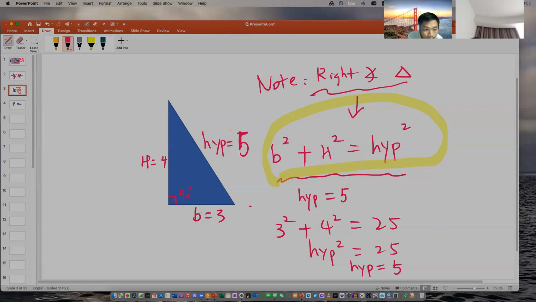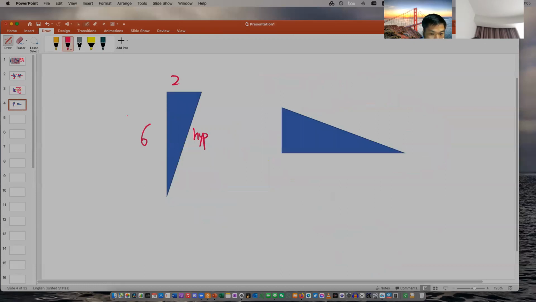So this is a right angle triangle. This is also a right angle triangle. Then you can make use of b square plus h square. That means the base square plus the height square is equal to the hypotenuse square.